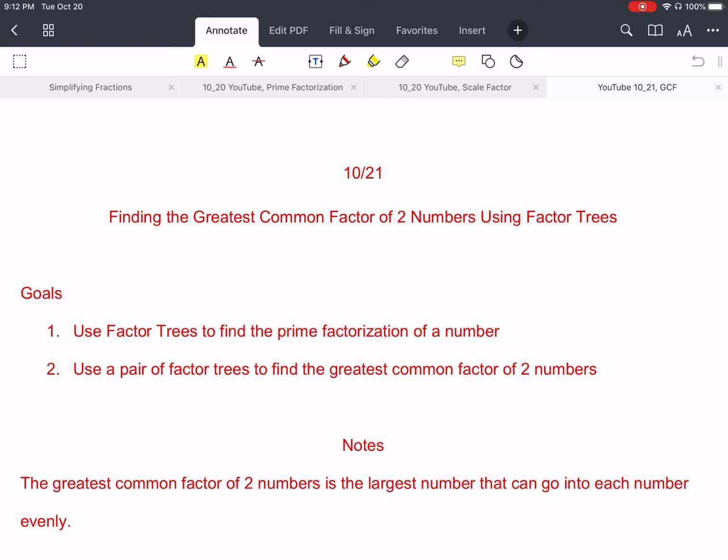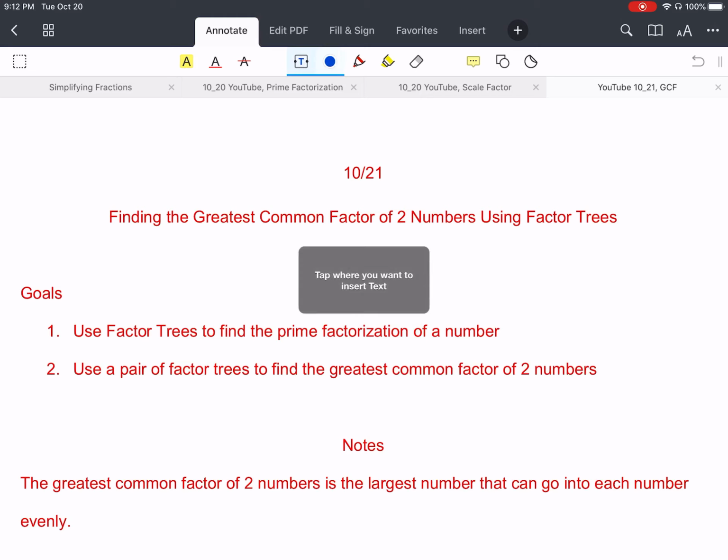So we have two main goals. Number one, we're going to use factor trees to find the prime factorization of a number. And this is exactly what we did yesterday. And goal number two, we're going to use a pair of factor trees to find the greatest common factor of two numbers. So each problem is going to have two factor trees instead of one.